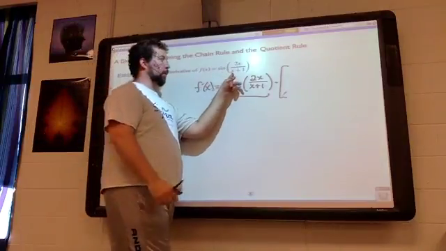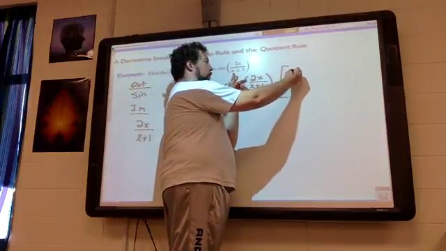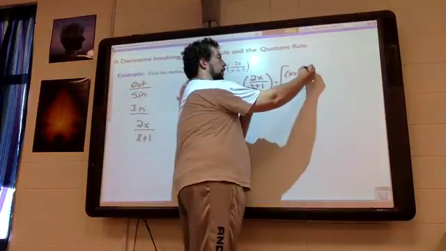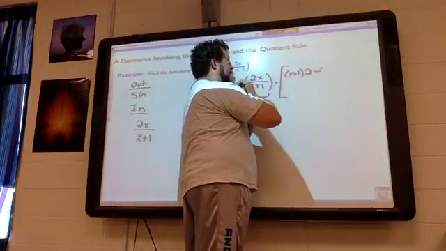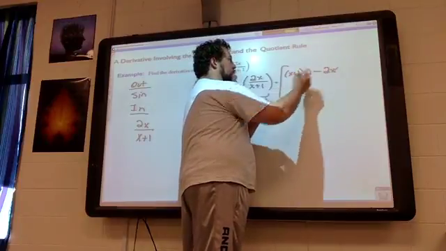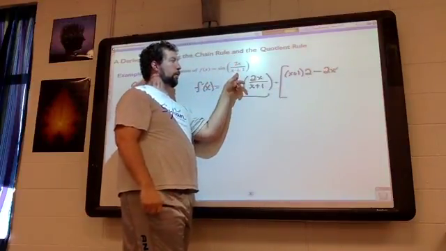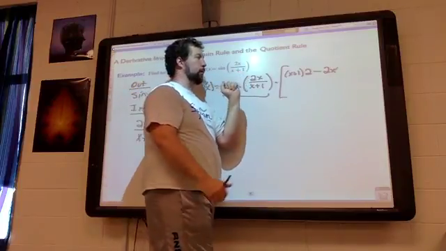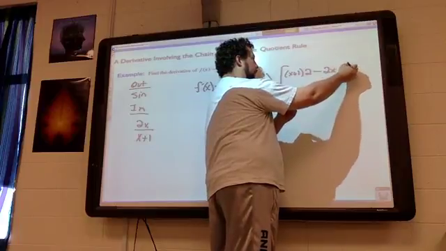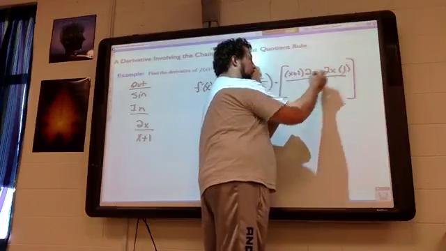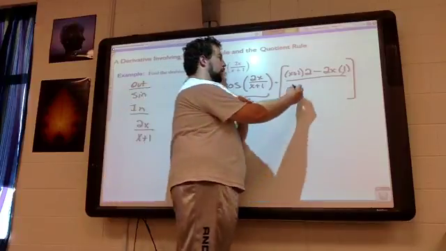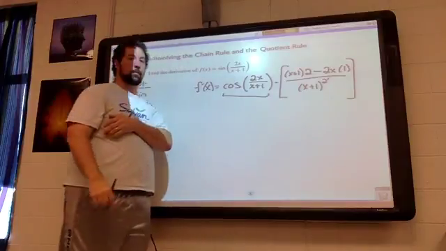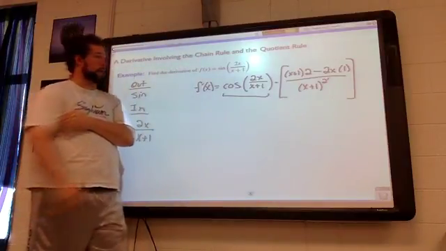So let's work it. The low is x plus 1. The derivative of the high, so the derivative of 2x is 2, minus the high, which is 2x, times the derivative of the low, which is the derivative of x plus 1. The 1 goes away, the x goes to just 1. All over low low, so x plus 1 squared. Wasn't too bad. We just got to clean it up now.